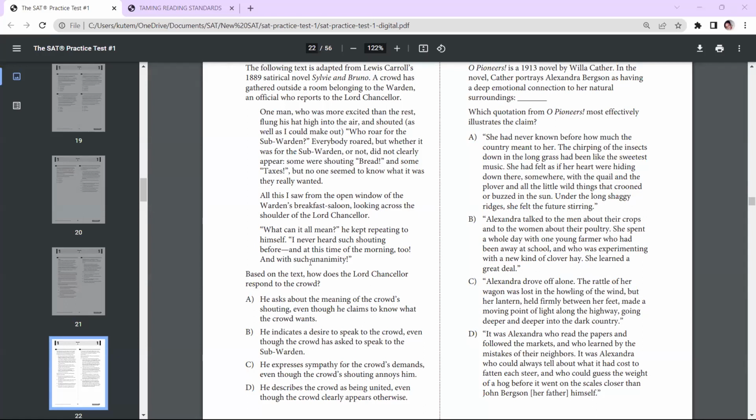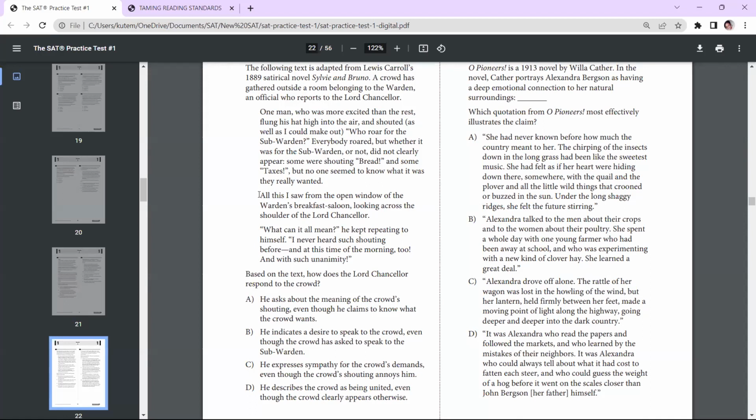I mean, a huge part of this is that it's asking how the Lord Chancellor responds to the crowd. So we have to basically filter through everything and find the point when we see the Lord Chancellor responding. And so it says, a crowd has gathered outside the room belonging to the warden, an official who reports to the Lord Chancellor. Okay, so we know the first part is about this man roaring. Everybody roared and did not clearly appear. Okay, some were shouting taxes, some were shouting bread.